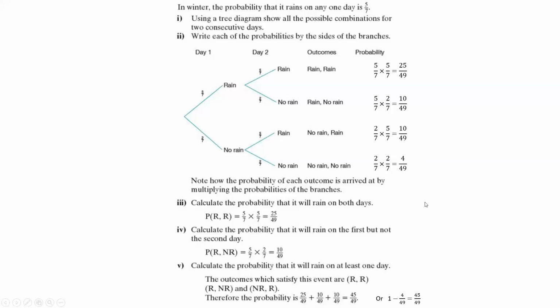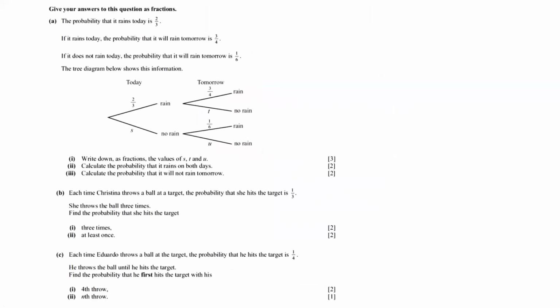Okay, next one, let's see another example. Okay, this one we do it together. Okay, it's still about raining. The probability that it rains today is 2/3.